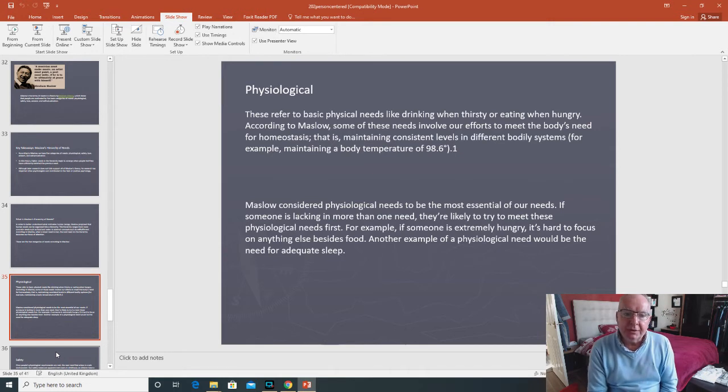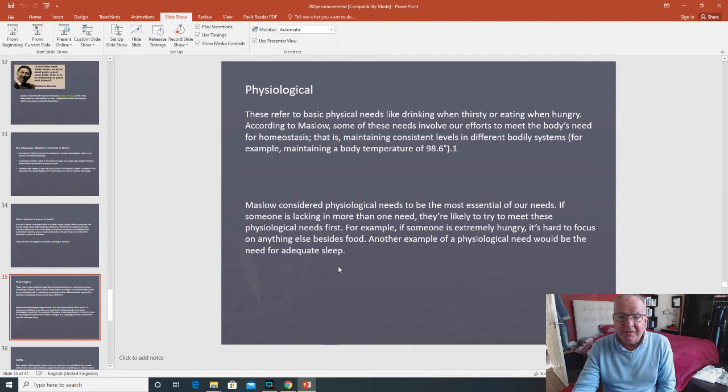The physiological, this is the base of the pyramid, the basic needs, okay? These refer to basic physical needs like drinking when thirsty or eating when hungry. According to Maslow, some of these needs involve our efforts to meet the body's need for homeostasis. And basically homeostasis is balancing all the systems in the body that keep us healthy. So to maintain healthiness is maintaining consistent levels in different bodily systems. For example, maintaining a body temperature of 98.6.